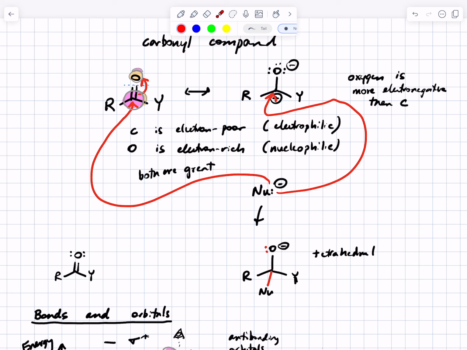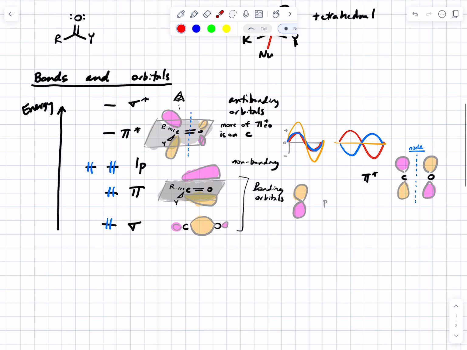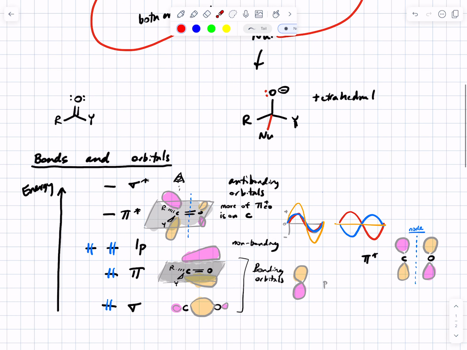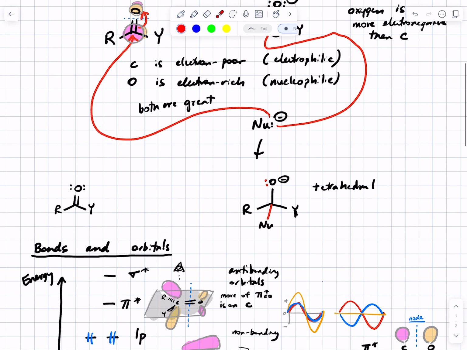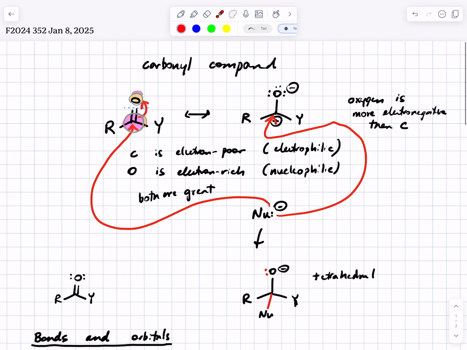Yeah. Why does the lone pair fill the antibonding orbital if that's higher? The lone pair from the nucleophile attacks the empty orbital because that's the only empty place to go. There's no other holes to fall into. Yep. All right. Good.